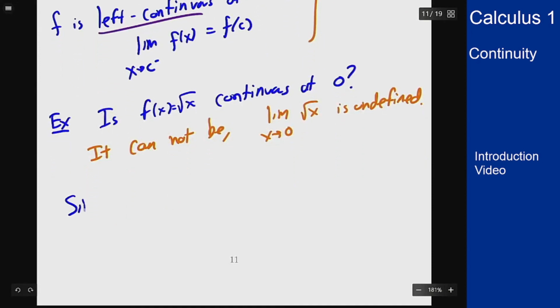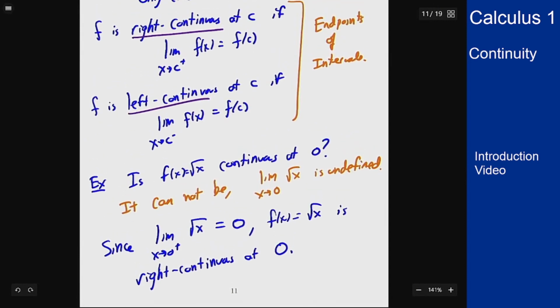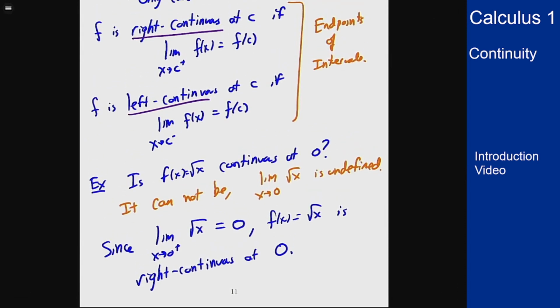Since the limit as x goes to 0 from the right of root x does in fact equal 0, we can say this function f of x equals root x is right continuous at 0. And that's great. It has no hope of being more than that because I can't deal with the left-hand limit here, because it's not defined there. To wrap up, as you'd probably expect, if a function is both right continuous and left continuous at a point, it is then continuous there, for the same reason that if I have the two one-sided limits matching, the limit exists.